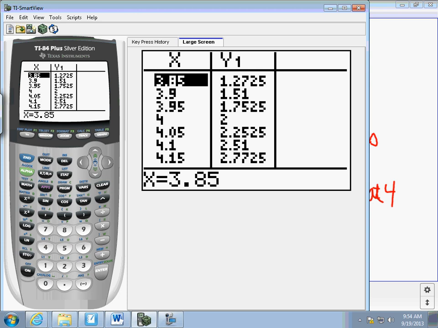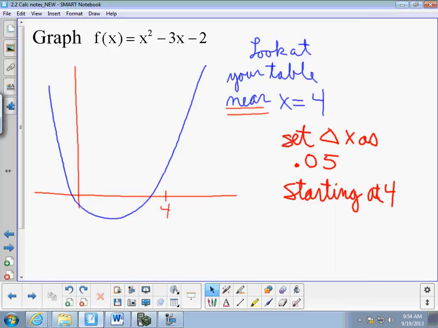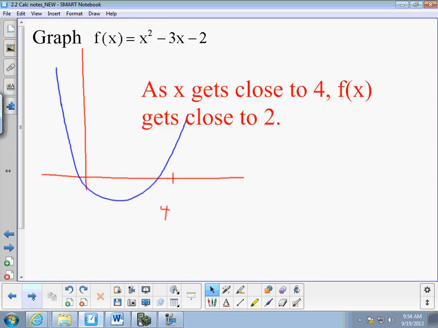That's the whole premise of limit. What value are you approaching as x approaches, in this case, 4? As x approaches 4, my y values are approaching 2. 2 would be the limit. It's the value you're approaching. It's not necessarily what the value is at the point, it's the value you're approaching. As x gets closer and closer to 4, f of x gets closer to 2. Therefore, 2 is the limit.